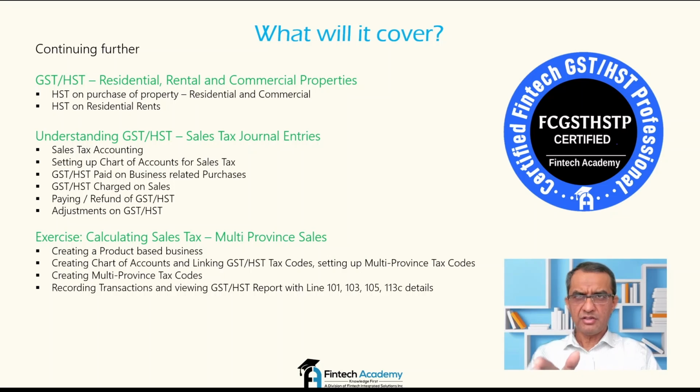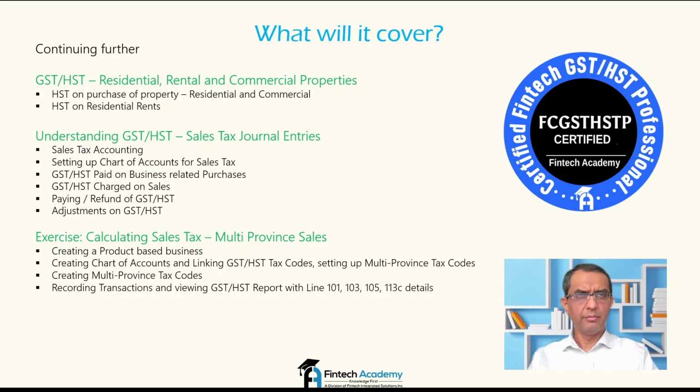Once we know that, we move to understanding GST, HST sales tax journal entries. The important thing is journal entries, the debit and credit component, sales tax accounting, setting up the chart of accounts for sales tax. For GST, HST paid on business-related purchases, what account will get debited, what account will get credited. Same thing on charges on sales, the revenues that we generate, how the sales tax journal entries are there. If you're paying or you got a refund on the HST, what could be a journal entry on that? And finally, if you want to do an adjustment on your GST, HST, which account is to be debited and which account is to be credited. So that's what is going to be the portion for the sales tax journal entry.